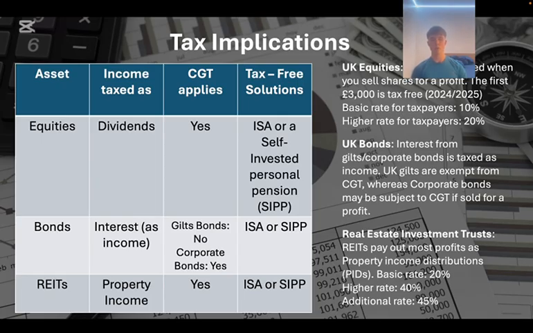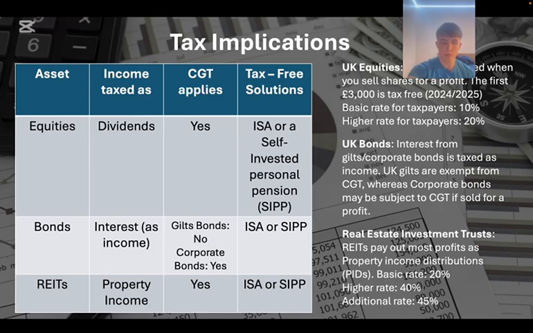And then for bonds, they are taxed as income. However, gilts are exempt from capital gains, but corporate bonds might be taxed if they are sold for a profit by our client. And then next, we have real estate investment trusts, which are taxed like regular property income, ranging from 20 to 45%, depending on your income bracket.